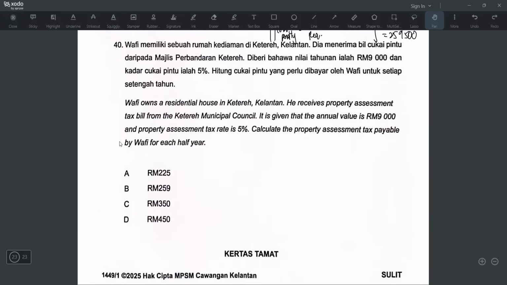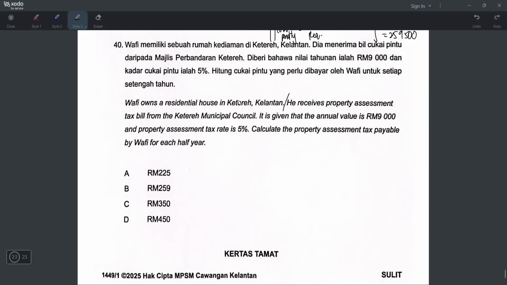Number 40, finally, is the last question. Okay, let's finish it. Wafi owns a residential house in, I don't know how to pronounce this, Ketere. Okay, I remember I made a video talking about the Kelantan slang. Out of topic already, but yeah, the Kelantan slang is very confusing. For someone like me that's not familiar with the slang, I don't understand the slang. And also I'm not good at pronouncing the Kelantan slang. Okay, but that's not important.